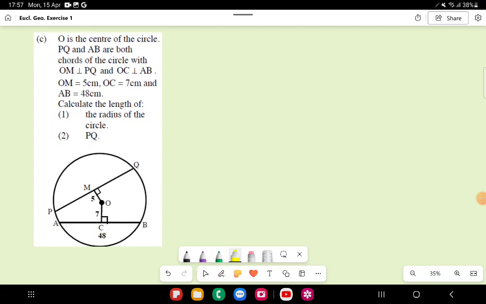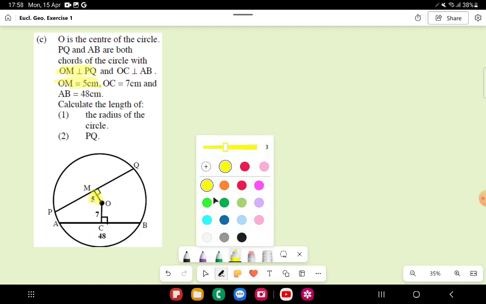Question C, they're telling me O is the center of the circle. PQ and AB are chords. So this time I have 2 chords. I have OM, which is perpendicular to PQ. So this is OM and it's perpendicular. And it is equal to 5. So OM, not only is it perpendicular, but it's equal to 5.